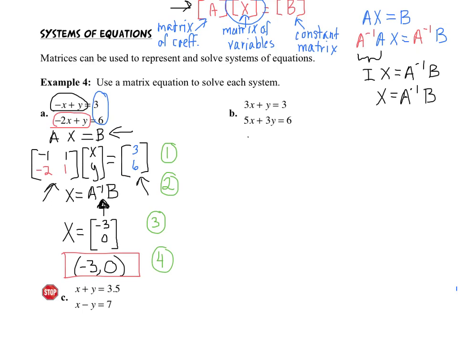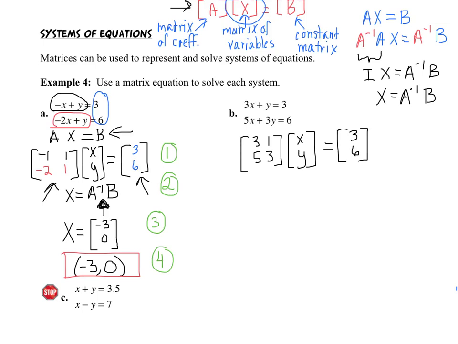So again, step 1, write it as a matrix equation. 3, 1, 5, 3. Those are my coefficients. That's my first matrix. That's matrix A. Second matrix is my matrix of variables. So I only have two here, x, y. And finally, my matrix of constants, what the equations equal over here. So that's the first thing I want to show.